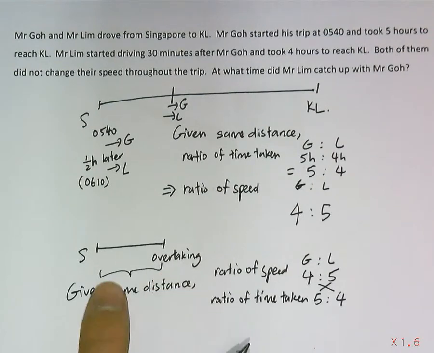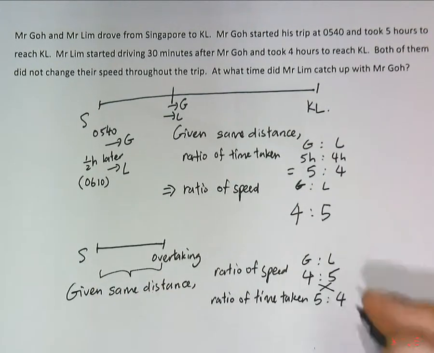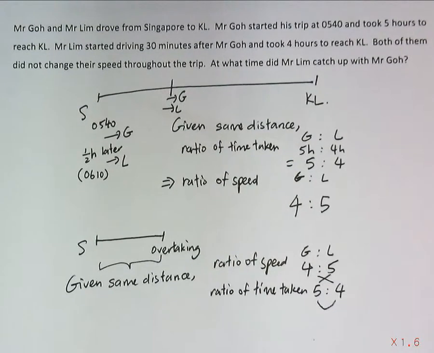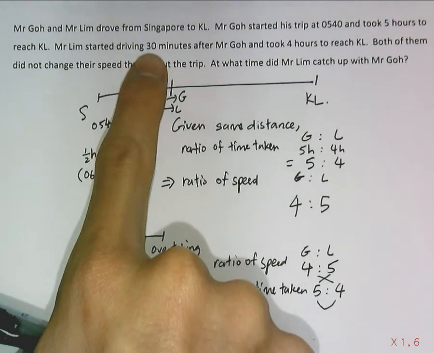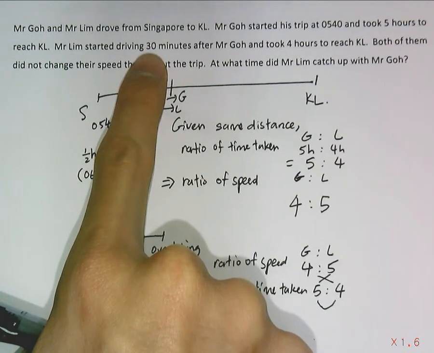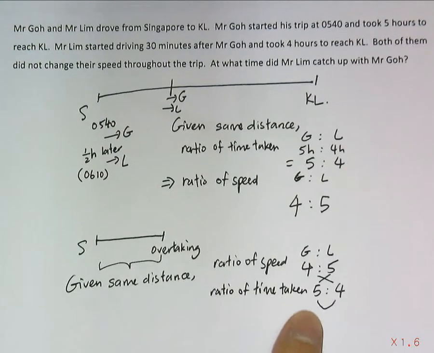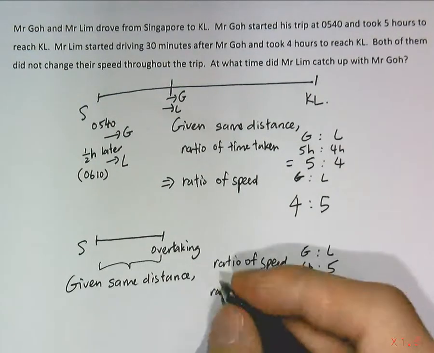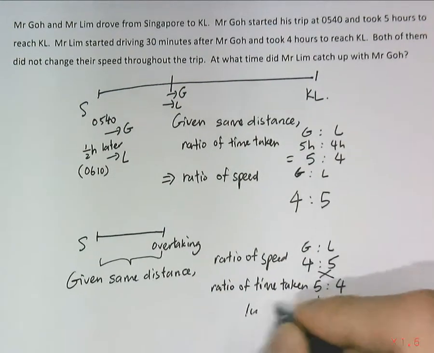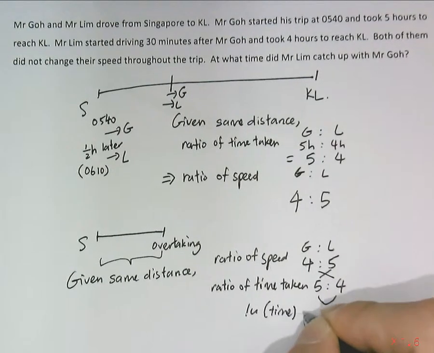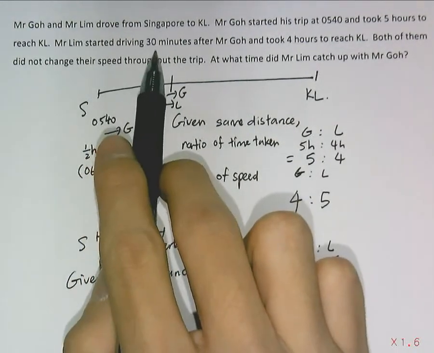Now the only difference is that this 1 unit of time is due to Mr. Goh starting 30 minutes earlier, or you can say Mr. Lim started 30 minutes later. So the difference in time, we can see a unit here of the time is represented by the 30 minutes difference.